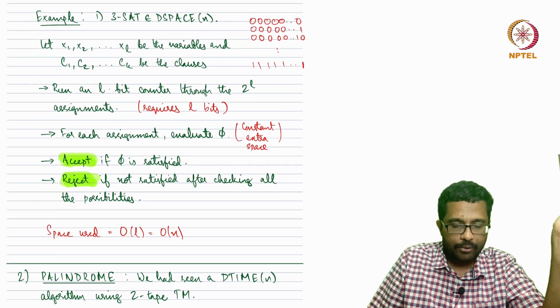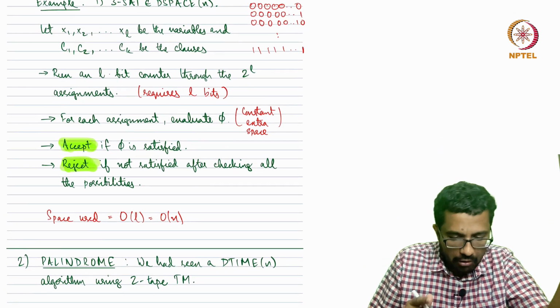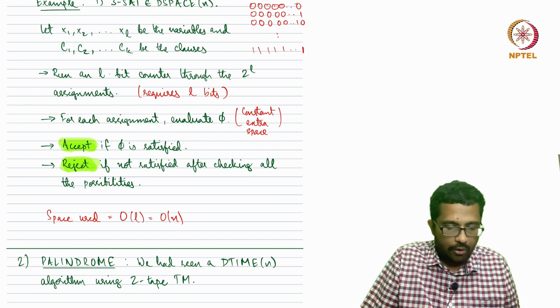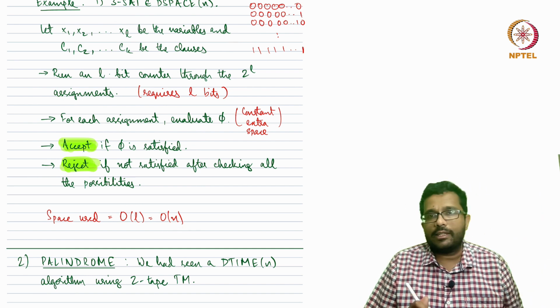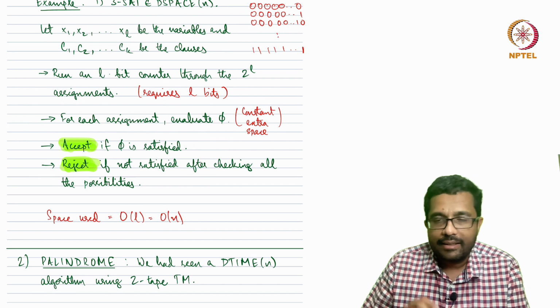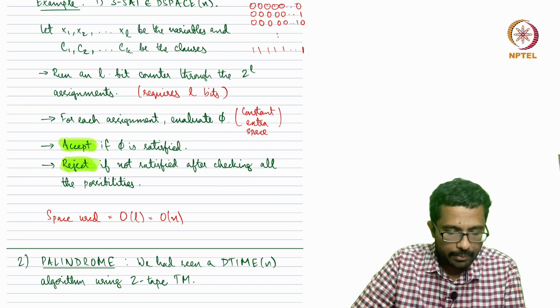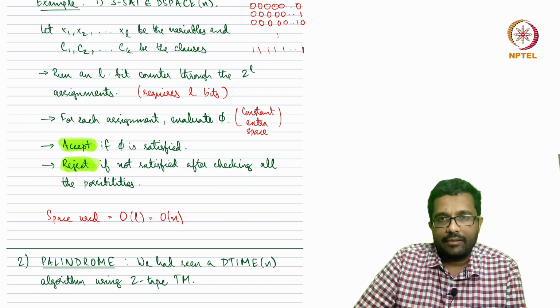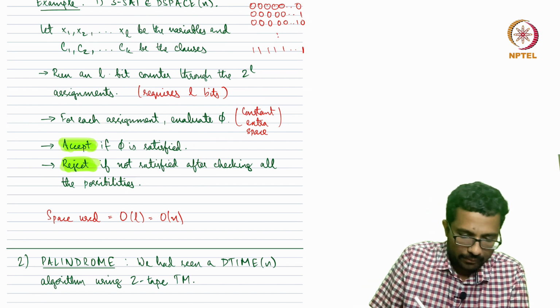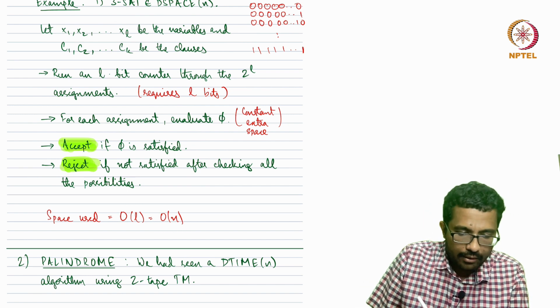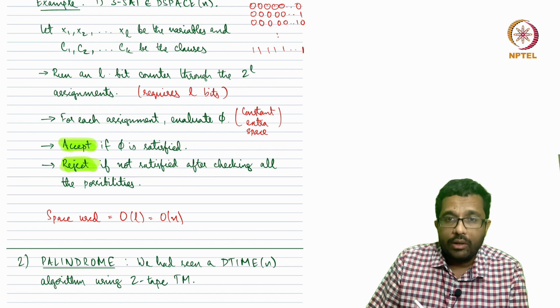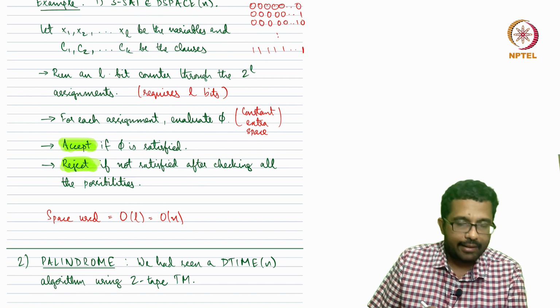So L plus some constant, which is again constant, which is also O(n), where n is the length of the input. So usually n means the length of the input. So space required is O(n). So it's a deterministic linear space machine that can decide 3-SAT.